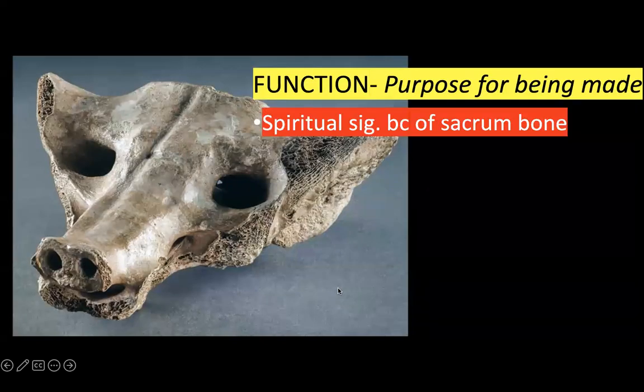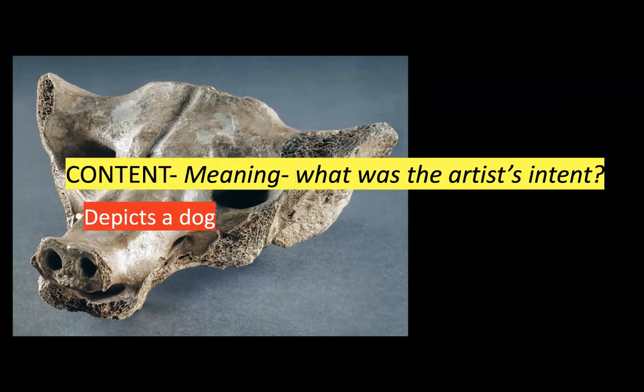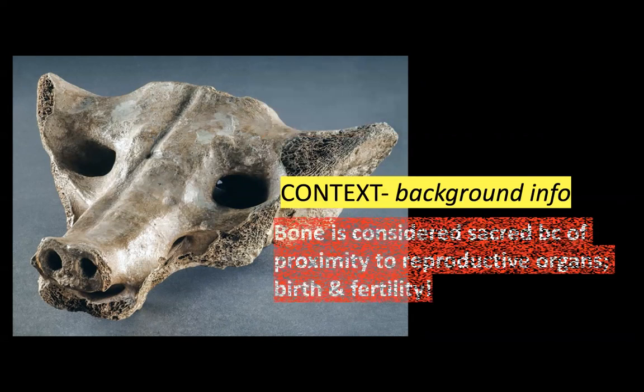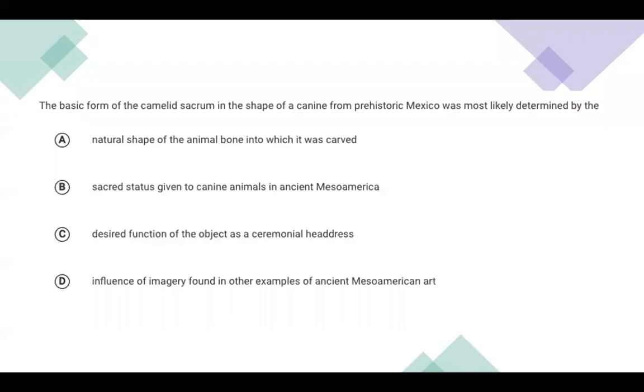Function. Why is this made? We believe there is spiritual significance because of them using the sacrum bone. It is depicting a dog. This bone is considered sacred because of proximity to reproductive organs. So anything dealing with reproductive anything deals with fertility. Fertility is something very sacred because they need to continue their people, right? Birth and fertility. It's our favorite F word in this class, fertility.